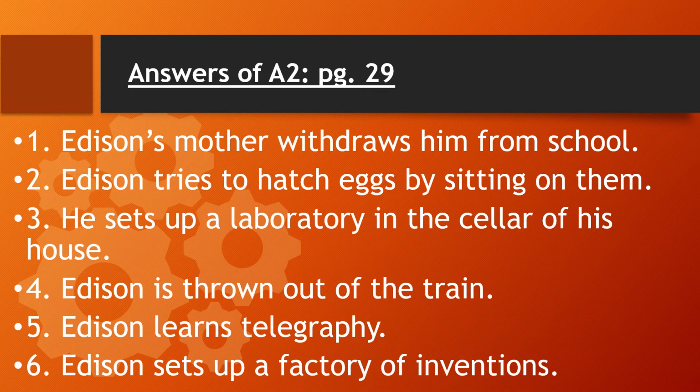And the last statement, that is number 6, is Edison sets up a factory of inventions. Now if you see the exercise, the very first statement is this one. Edison sets up a factory of inventions. So write down 6 very neatly before the bullet point of the first statement given in the book. This is how you're supposed to do exercise A2 on page 29. Now, as I told you earlier, exercise A1 and exercise A2 can be done in the book itself. You need not write them in your notebook.